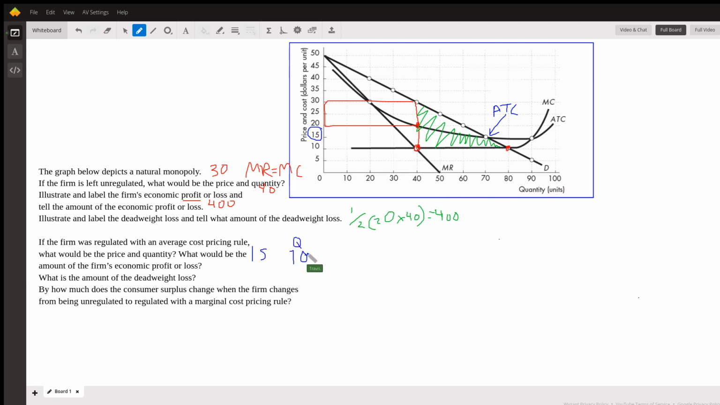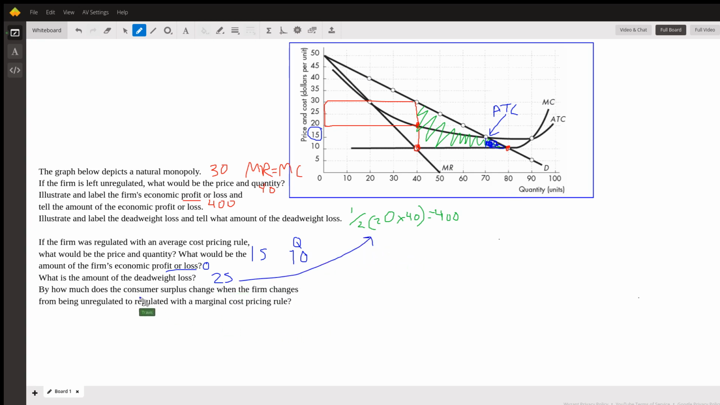Okay. Now, since average total cost is 15 and price is 15, the economic profit is 0. The deadweight loss is going to just be the area of this blue triangle now. So just this little part here. So that's going to be 5 times 10 is 50, and half of that would be 25. It's the same formula as that triangle right there.